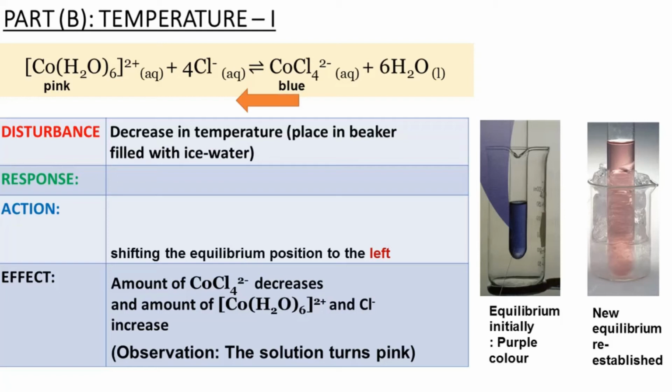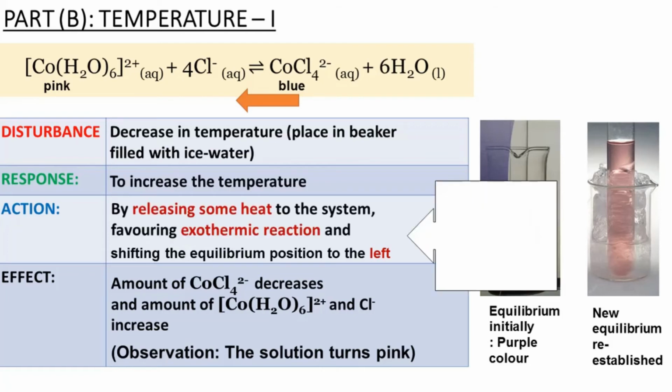Now, shall we deduce whether the reverse reaction is exothermic or endothermic? When the temperature of the equilibrium system decreases, the system will respond to increase the temperature by releasing some heat. Hence, exothermic reaction is favored, and this implies that the reverse reaction is exothermic.